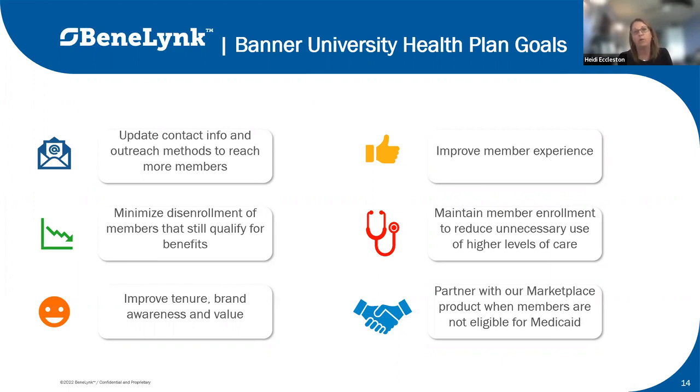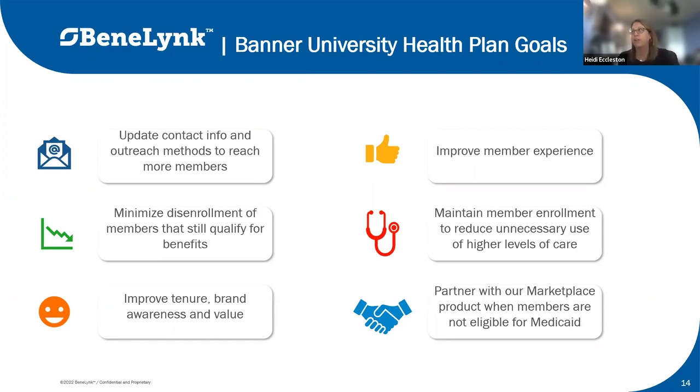Again, as I talked about, we don't want to see disenrollment. We don't want to see unnecessary costs. We do partner with our marketplace product. So Banner University Health Plan does have a marketplace product, and really we're partnering and collaborating with them. So when we do identify members who may no longer be qualified for Medicaid, could they qualify for one of our marketplace products, which is key, right? If they don't qualify for Medicaid, there are other affordable options out there for them.